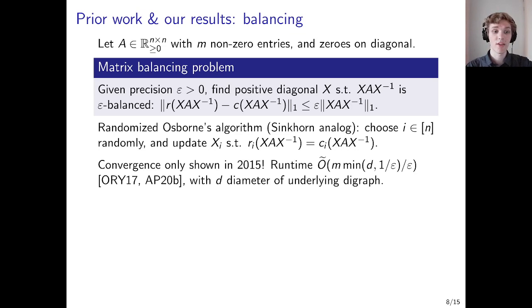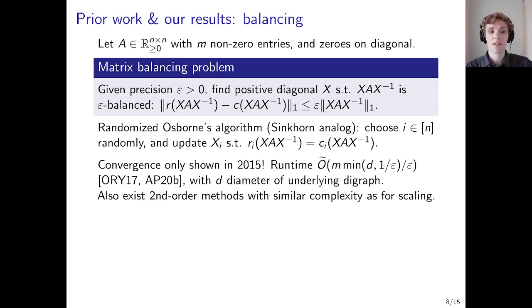What's surprising is actually that convergence of this algorithm was only shown in 2015, and by now it's known that the runtime is roughly m times the minimum of d over n1 over epsilon divided by epsilon, where d is the diameter of the underlying directed graph. Furthermore, there also exist second order methods with a similar complexity as for matrix scaling.